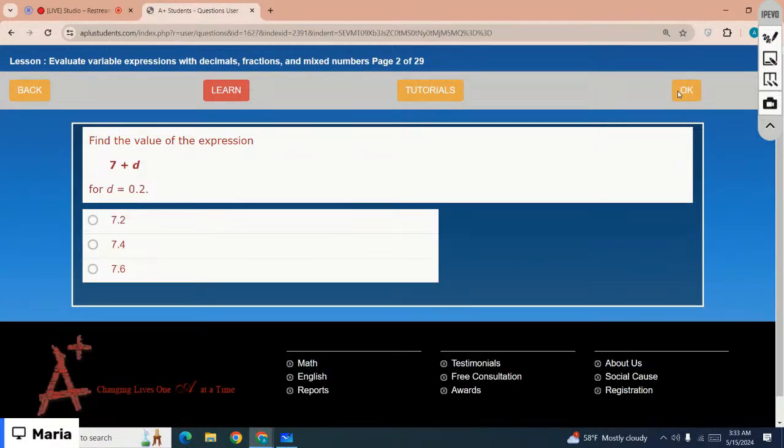Find the value of the expression 7 plus 0.2. You have to add, right? So you add whole number to whole number and decimal to decimal. You have the whole numbers 0 and 7. So 0 plus 7 is 7. That would be 7.2. The correct option is option number 1, that is 7.2. Always add the whole number to whole number and the numbers right after the decimal with the numbers that are after the decimal, right?